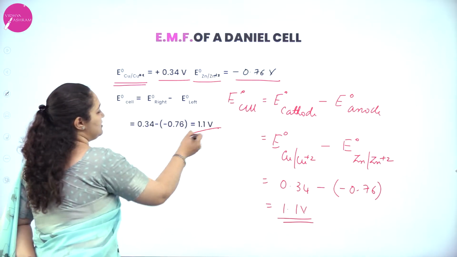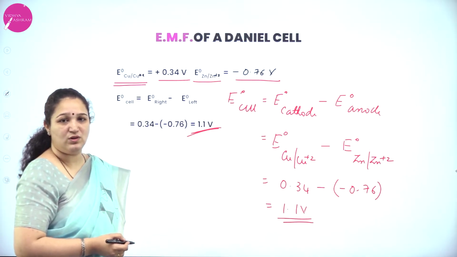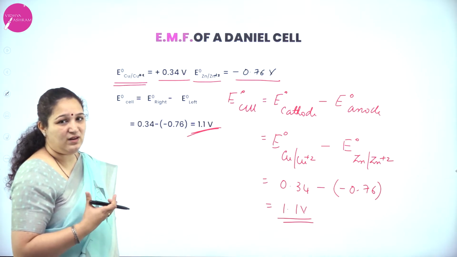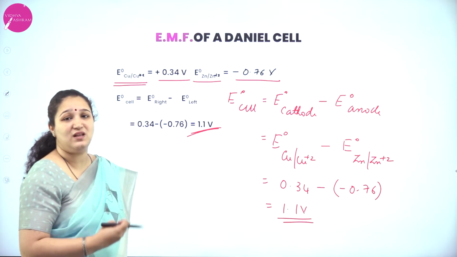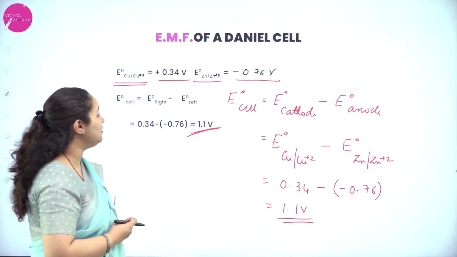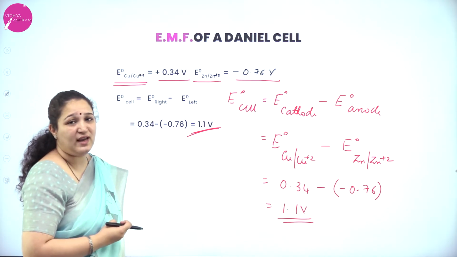Here you can see the same thing, 1.1 volt. So the potential which is developed, or the amount of electric current which you can withdraw from this Daniell cell, is 1.1 volt. Okay. So that's about the EMF of the Daniell cell.